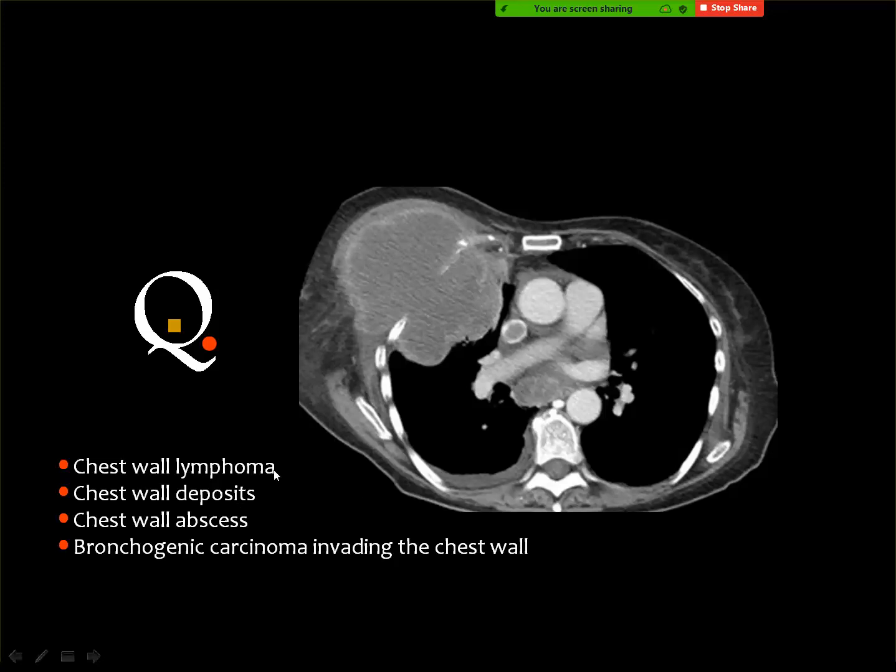Which may be, as I have mentioned before, lymphoma or a metastatic deposit, and this is not an abscess, of course. But the possibility of a bronchogenic carcinoma that has invaded the chest wall should also be kept in mind, provided that you have a metastatic node in the mediastinum and also a thrombus in the superior vena cava. These are supporting findings for this lesion to be a bronchogenic carcinoma invading the chest wall.